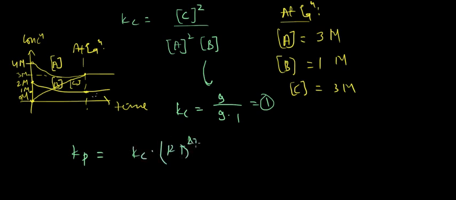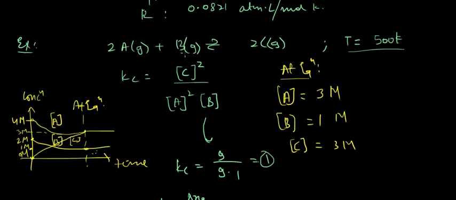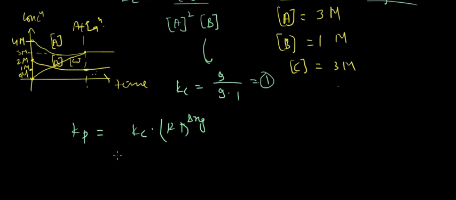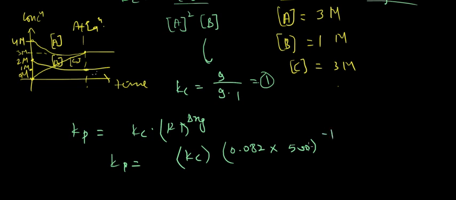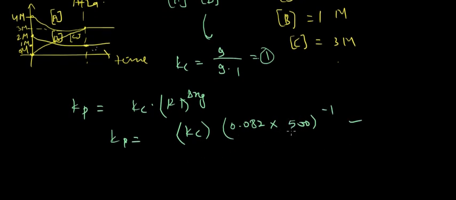Now if we have to calculate Kp, Kp would be nothing but Kc into RT to the power delta Ng. So for now delta Ng would be 2 minus 2 plus 1, which is minus 1. So the Kp would be Kc into R, 0.082, into temperature 500 Kelvin, to the power minus 1. So we can calculate this Kp value easily.